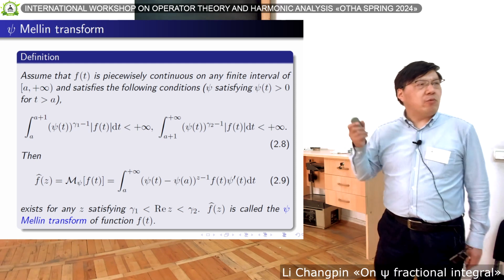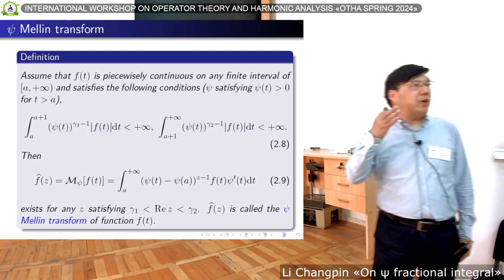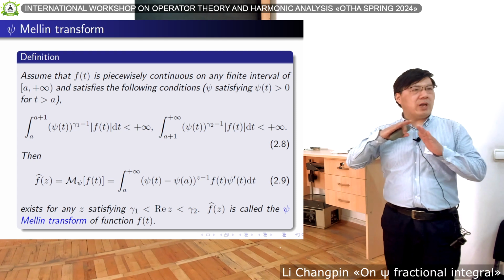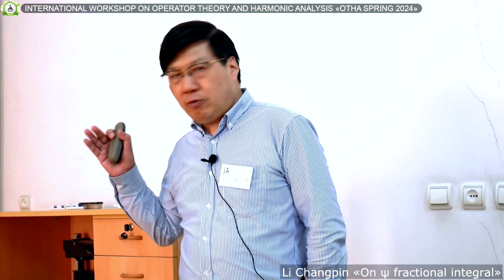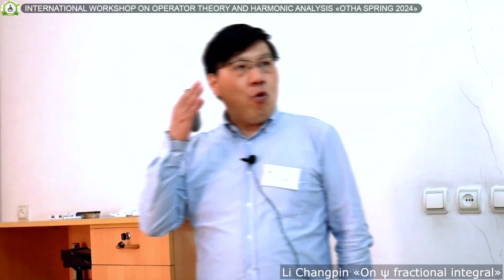For the psi function, the starting point is a. If a is negative infinity, then we can introduce a Fourier transform. But if a is a finite number, we only consider the Laplace transform. But the Fourier transform and the Laplace transform only consider the asymptotics at the infinity point.